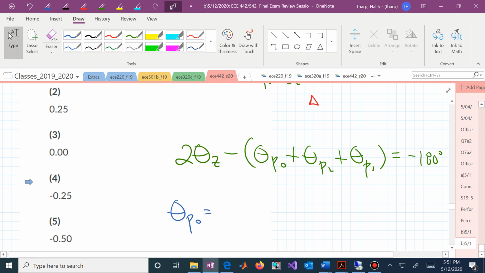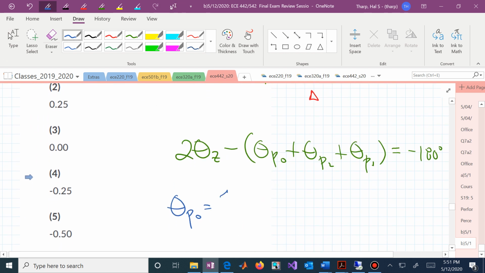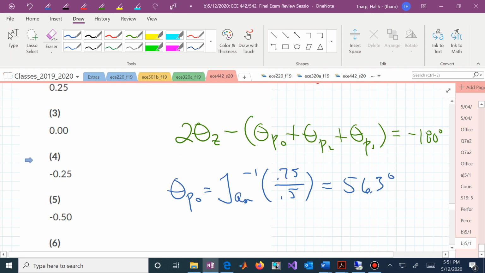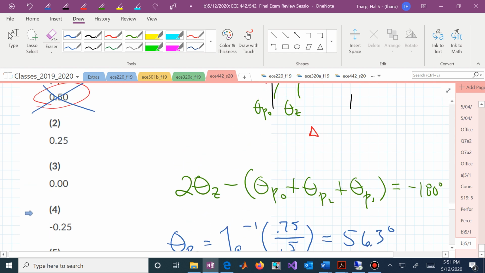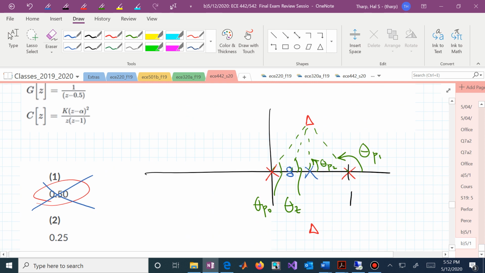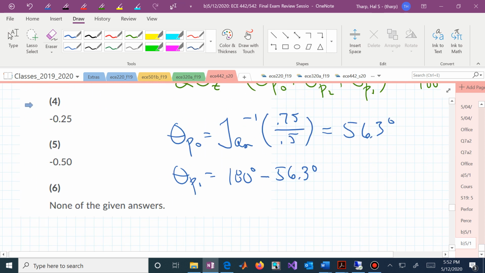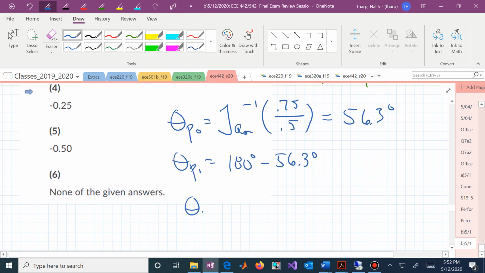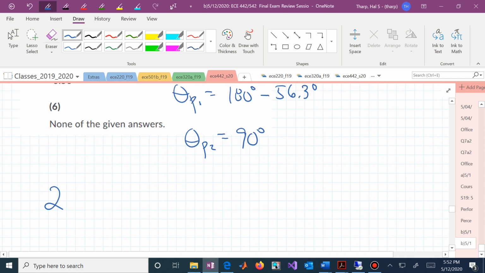Theta p0 is now the angle that has a tangent: I go up 3/4 and over 1/2. This ends up being about 56.3 degrees. But look what theta p1 is. Theta p1 is in fact 180 degrees minus that same value. I went up for the acute angle 0.75 and over 1/2, and theta p sub 2 is 90 degrees. Now I can compute my theta z.